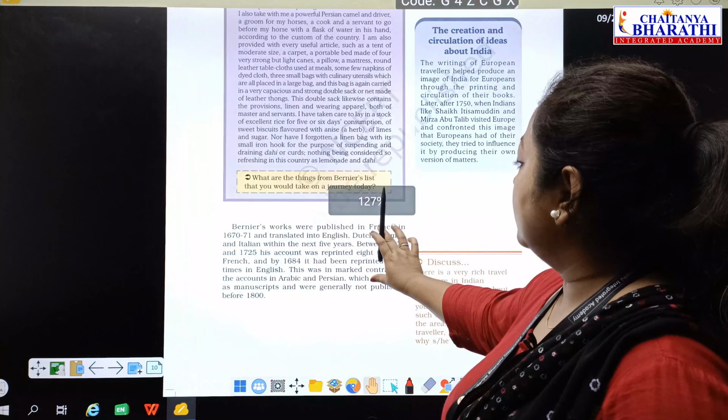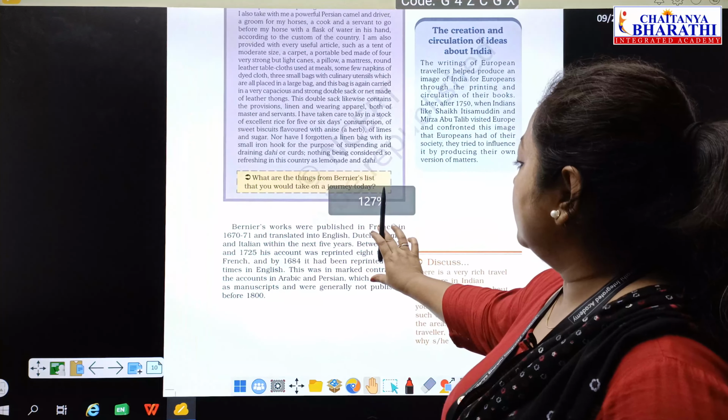This was in marked contrast to the accounts in Arabic and Persian, which circulated as manuscripts and were generally not published before 1800. In Sanskrit, Persian and Arabic, it was published later on, but earlier it got more interest in European countries, or you can say in European society.